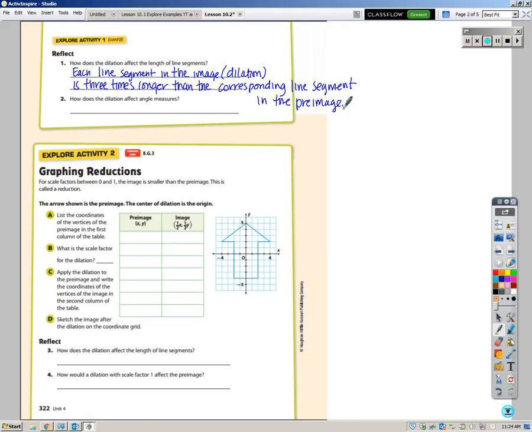Okay, and then the second question it's asking us is, how does dilation affect angle measurements? Dilation does not affect angle measurements, because if the angle measures are changed, then you're going to have a different shape. And we know that dilation does not change the shape, it only changes the size. So dilation does not change angle measure.